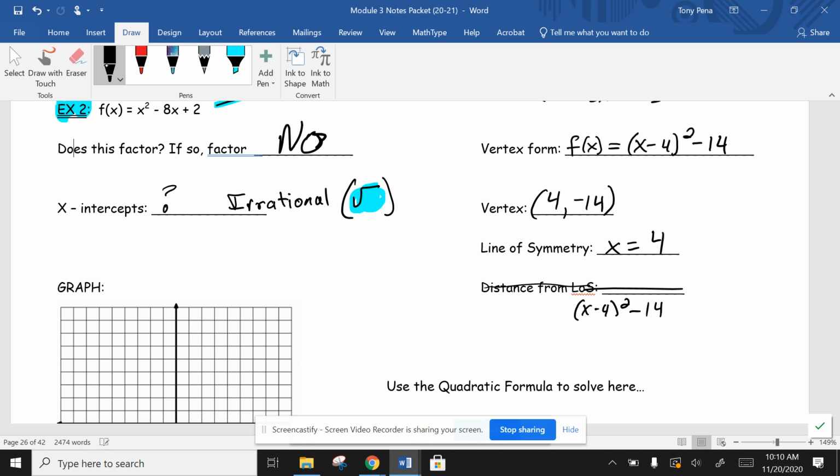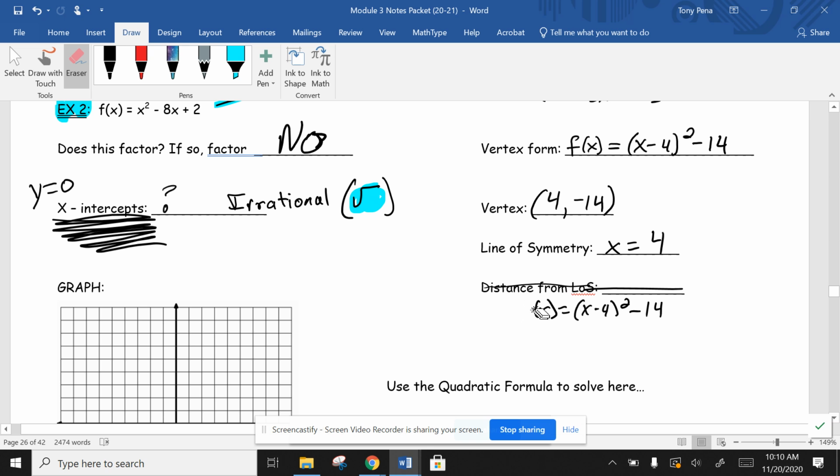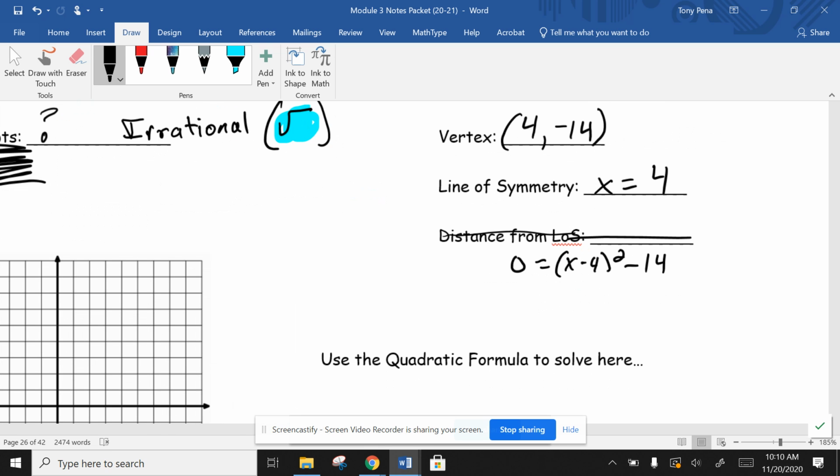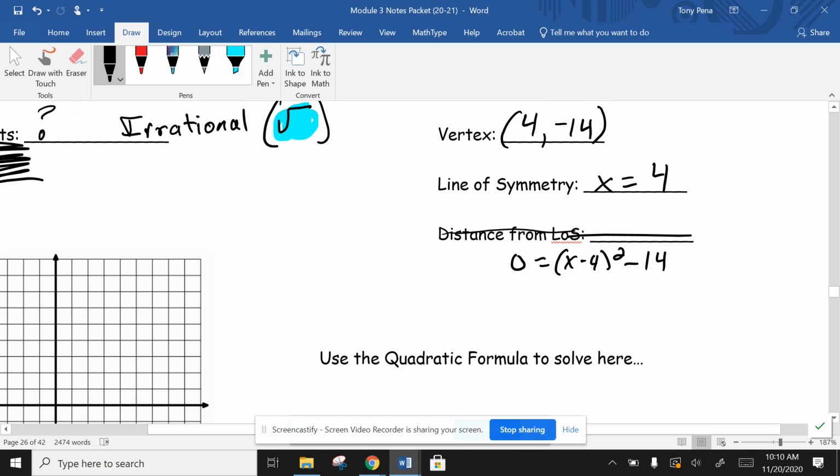minus 14. And instead of it setting equal to f of x, if we want our x-intercepts, remember for our x-intercepts, the y value always is a 0. So instead of the f of x, we're going to let that set equal to a 0. And then this is what we just quizzed on. Make this bigger. Where I want to add the 14 to the other side.